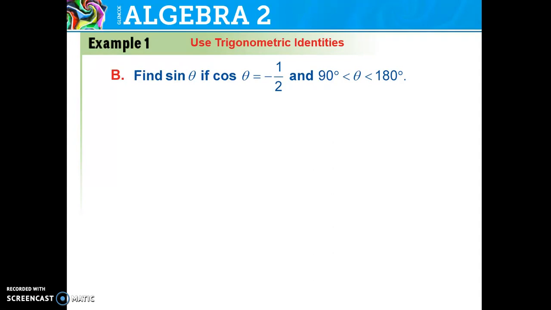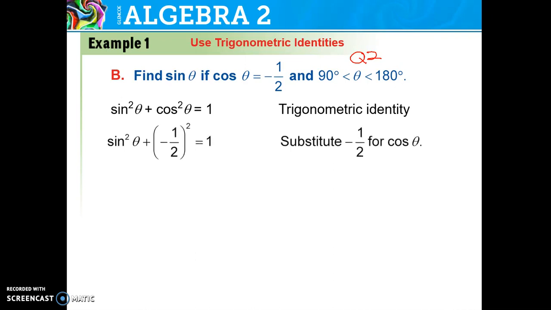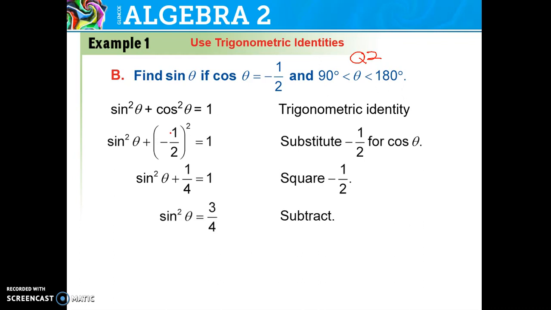Find the sine of theta if I know that the cosine of theta is -1/2. And this time theta is from 90 degrees to 180 degrees. So I'm in the second quadrant. Look for an identity that relates sine and cosine. So this Pythagorean identity works. Substitute what I know. I know the cosine of theta is -1/2, so cosine squared of theta is -1/2 quantity squared. Square that -1/2 to get 1/4. And then subtract. What I did here was subtract 1/4 from both sides. So I have sine squared of theta is equal to 3/4.